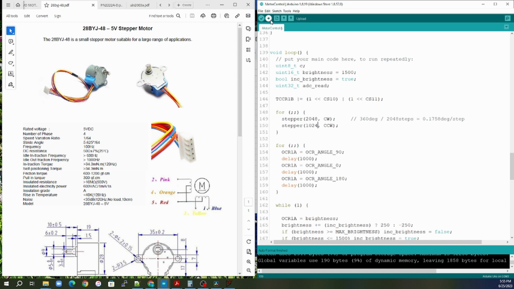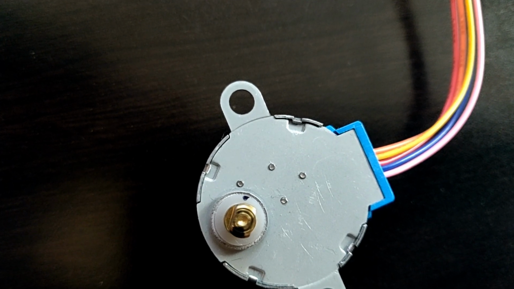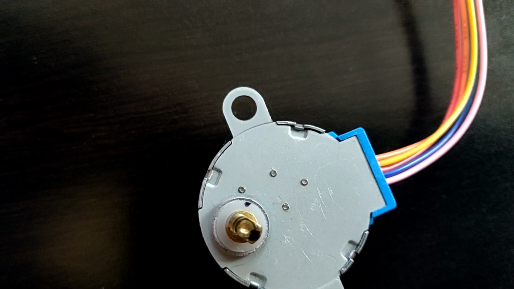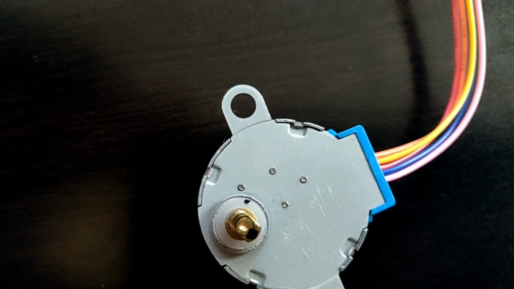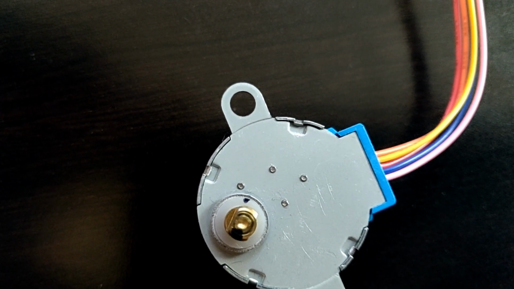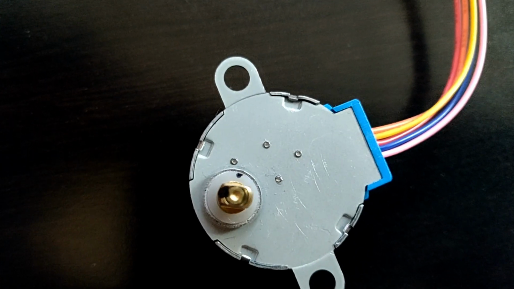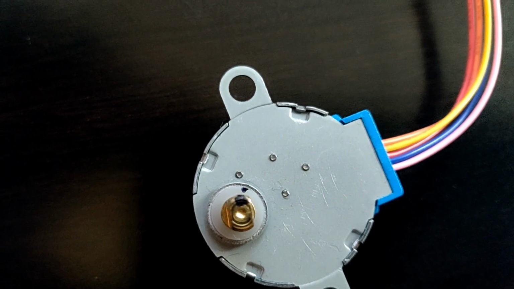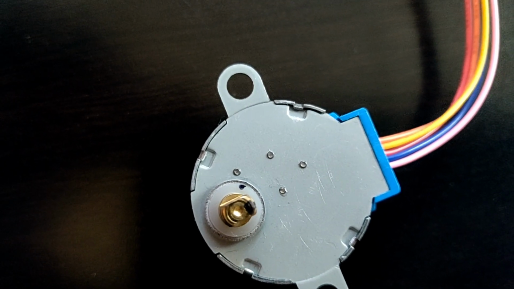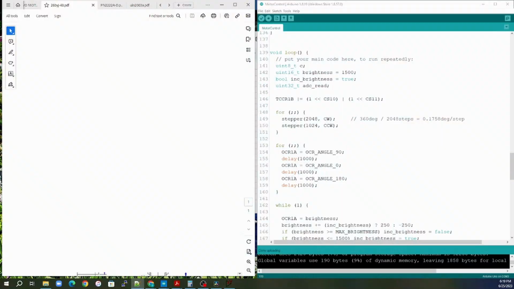So let's go ahead and program this and see how it looks. So you can see here, it's going counterclockwise, 180 degrees, and then it shifted to clockwise direction, and it'll spin for 360 degrees. So that's the DC brush motor, the servo motor, and the stepper motor.